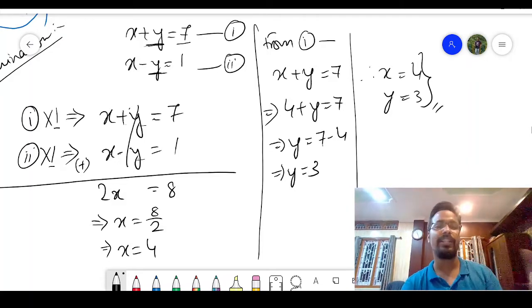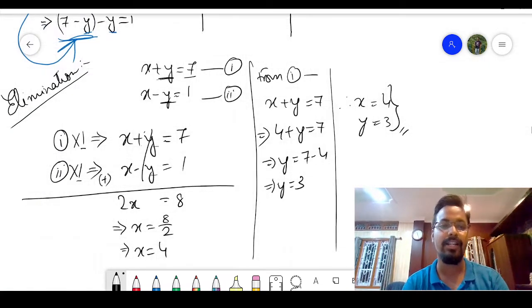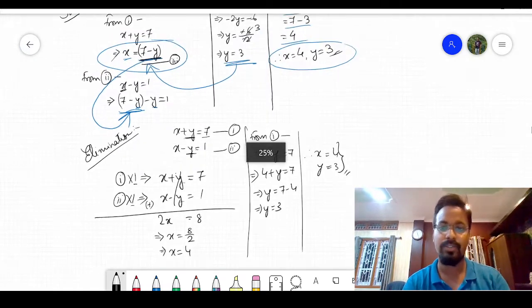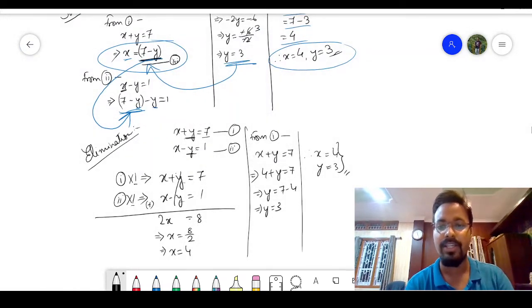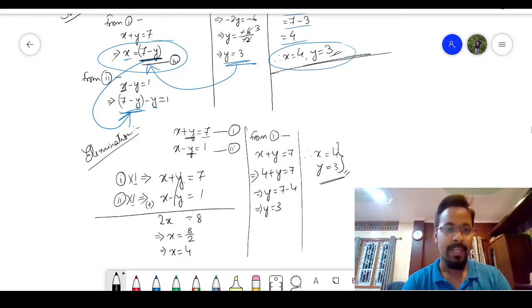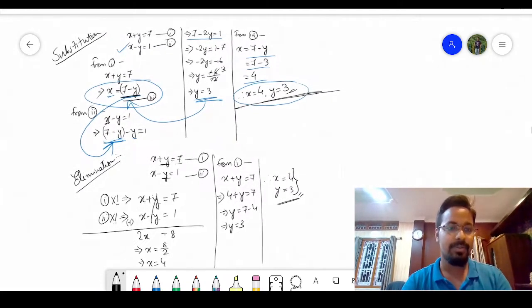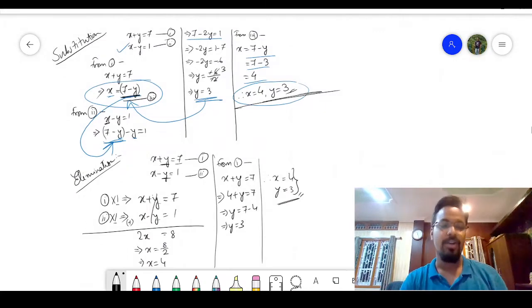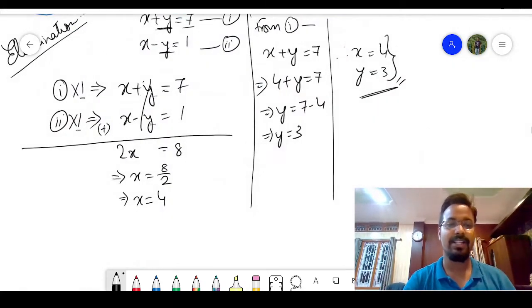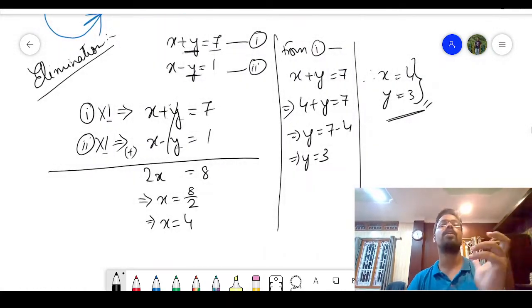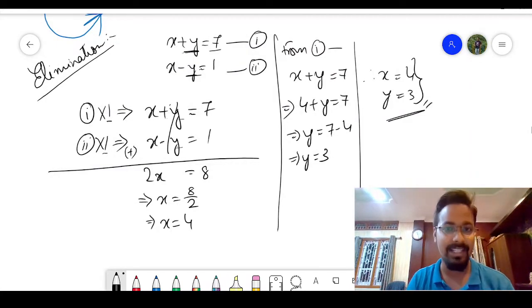Obviously whatever method you follow, the answer that you are going to get is going to be the same. Here also we got x equal to 4 and y equal to 3, and here also we have x equal to 4 and y equal to 3. So these are the two methods, substitution and elimination. What we did here in elimination is just choose any one of the variables and eliminate it.